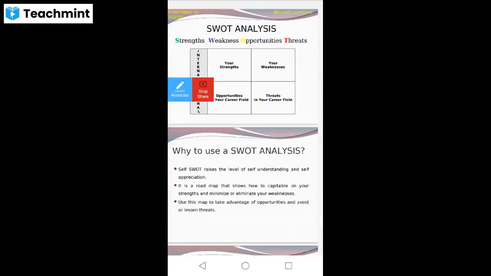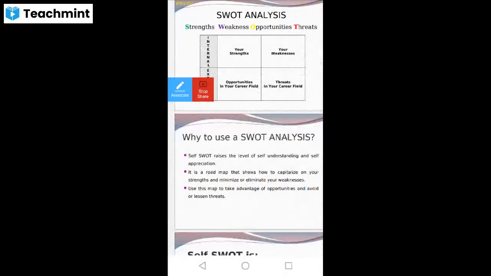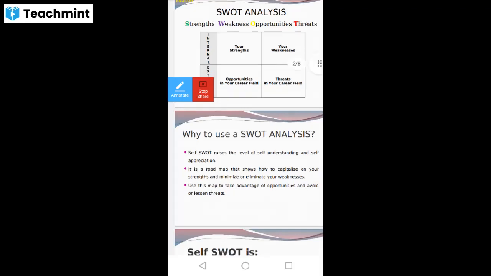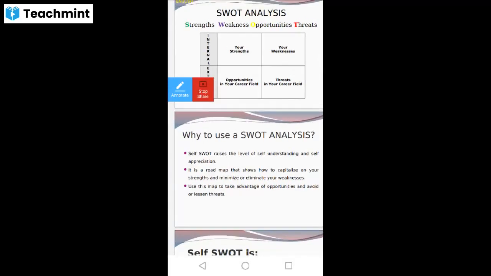It is a roadmap that shows how to capitalize on your strengths and minimize or eliminate your weaknesses. Look at it, this analysis helps you. It is a kind of roadmap to success. It shows how to gain from your strengths and minimize or eliminate your weaknesses. If you have a weakness, you have to overcome it. Only if you know that weakness is it possible to eliminate it. So this SWOT analysis helps you.